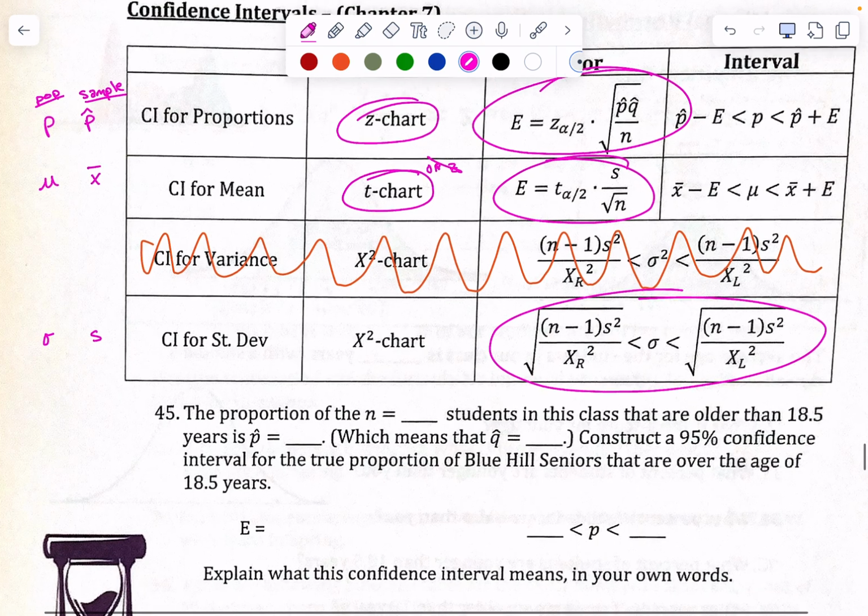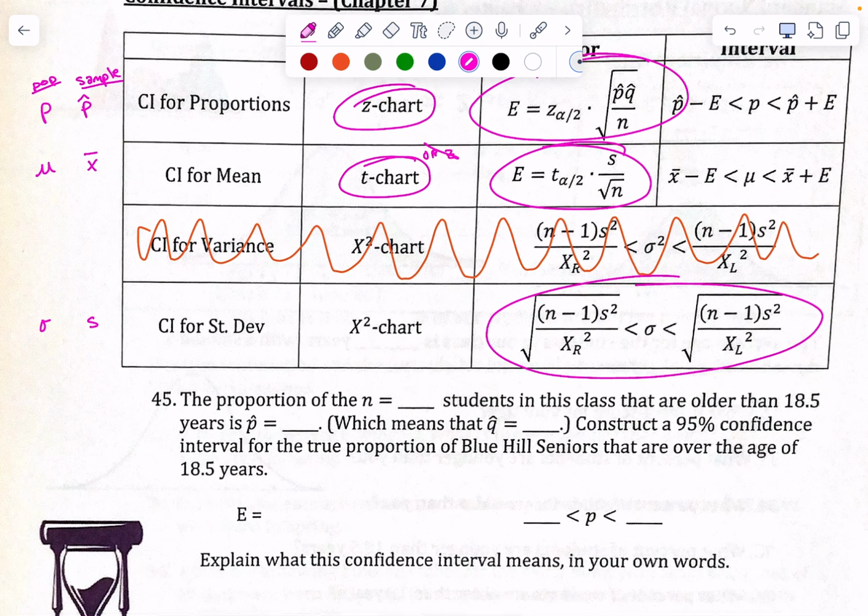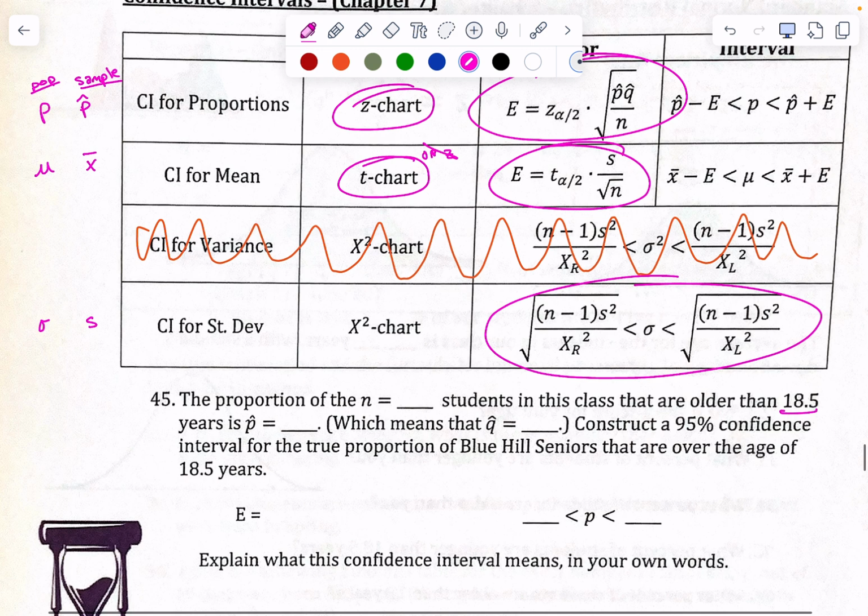Well, I'm going to leave that there and we'll start calculating the proportion of students that are older than 18.5. How many students in the class? Are we going to go out of 15 or out of 14? Probably wouldn't matter. I don't think it really matters. So we can go to 15.